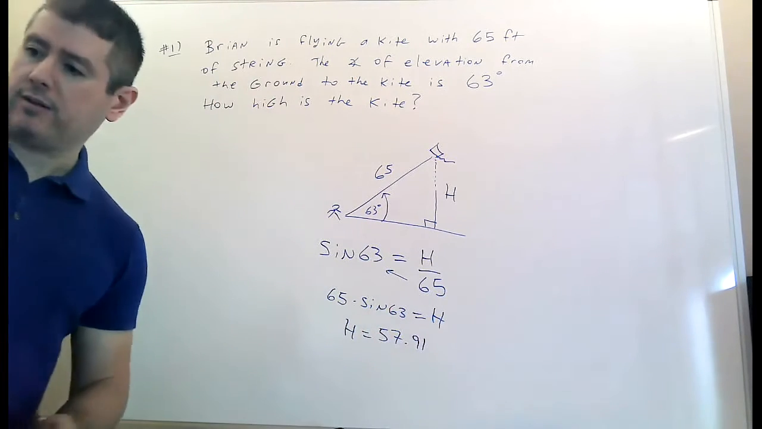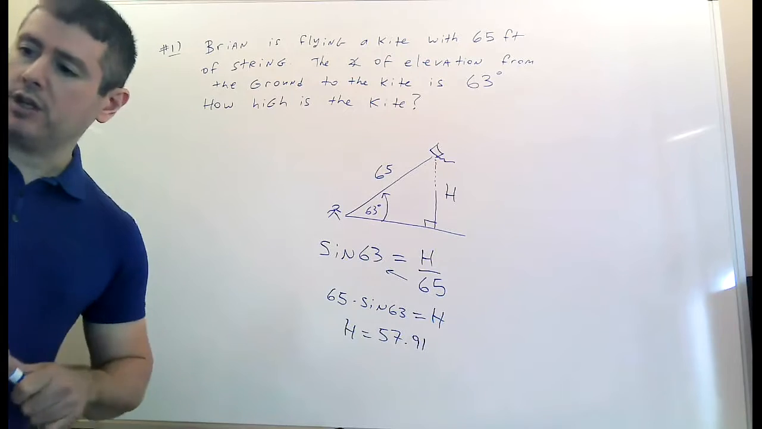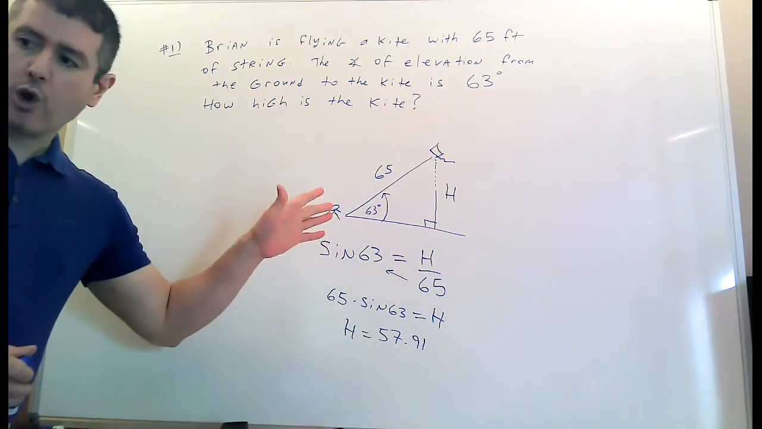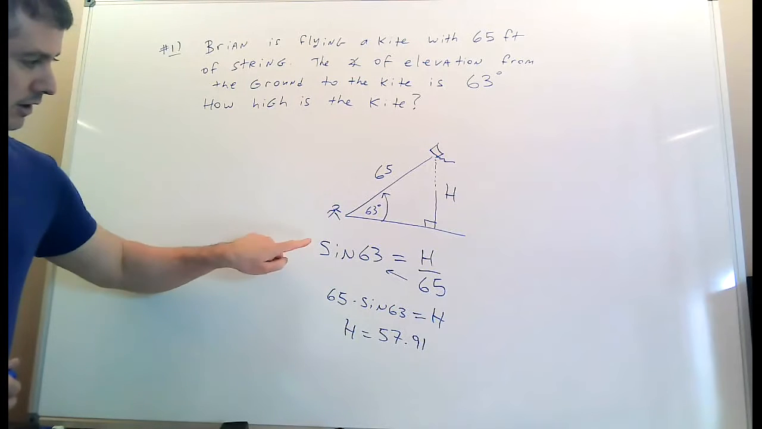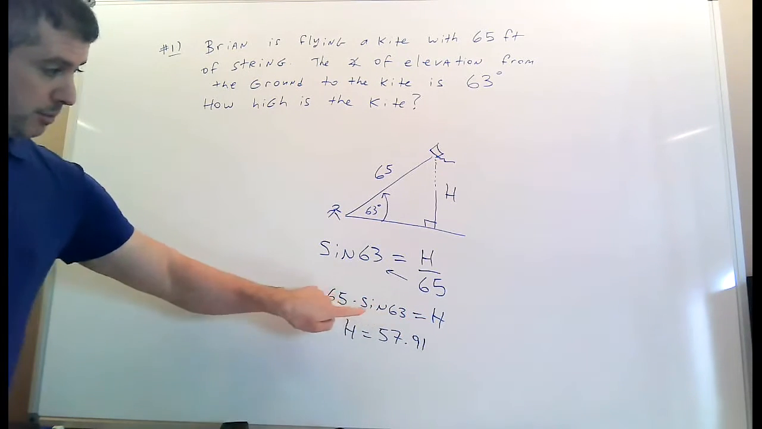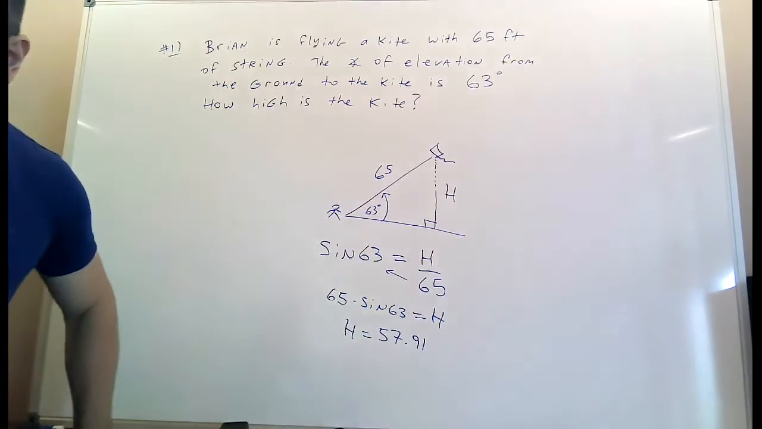So almost 58 feet off the ground. There you go. Read the problem. Draw your picture. It doesn't have to be incredible artwork. This is the important part: you write your equation based on the ratio, you solve it for the letter that you want, and then you punch it in the calculator, and you get your final number.